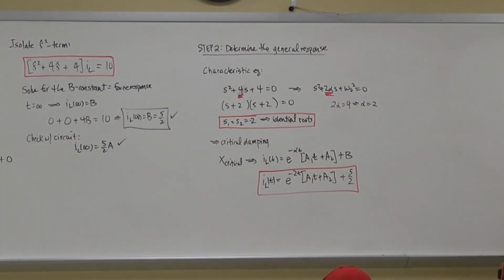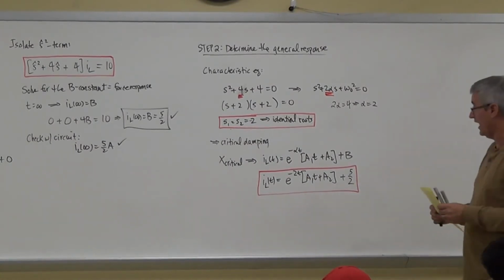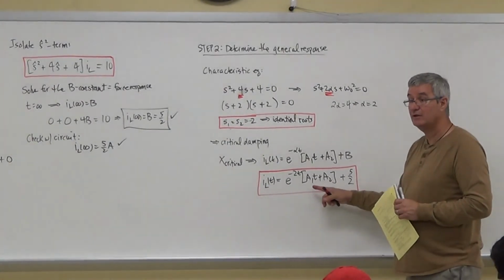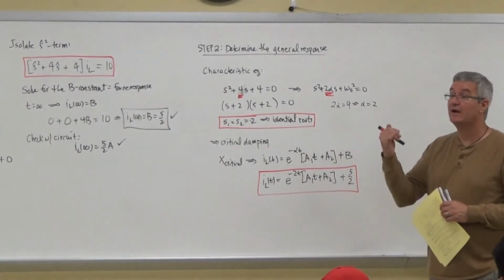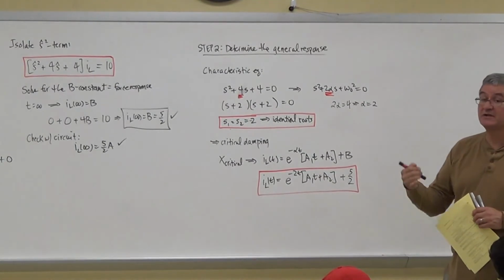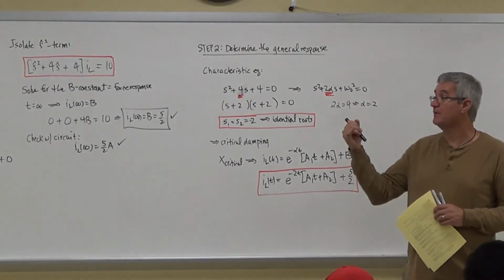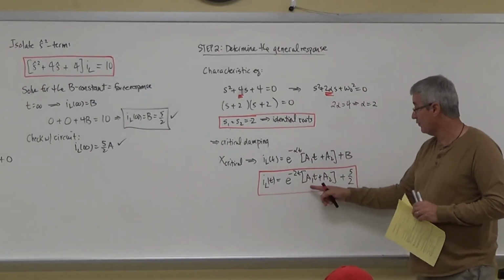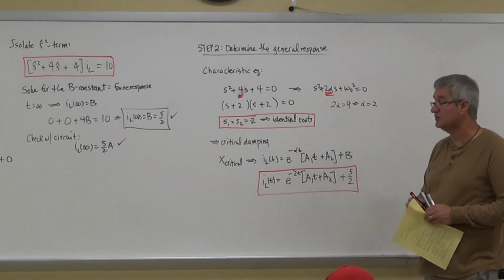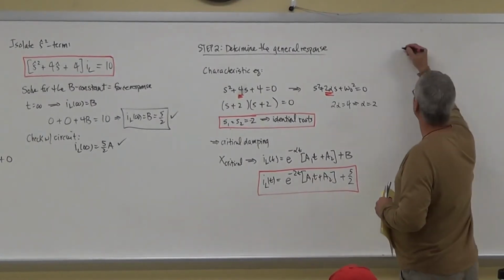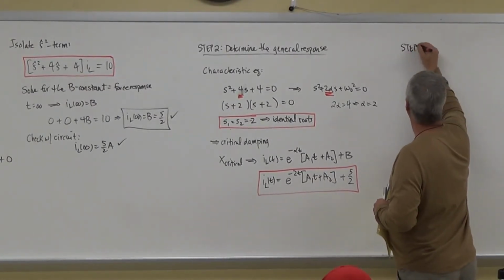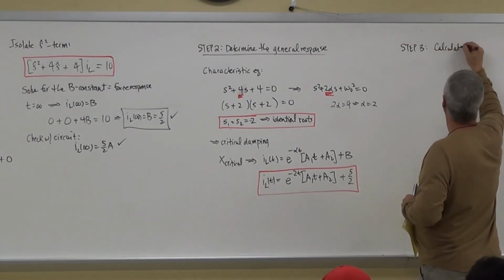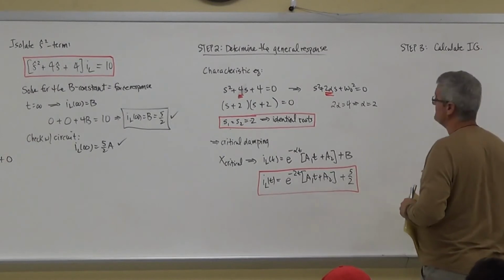So now, the question is this. Let's go calculate A1 and A2. How do I calculate A1 and A2? I've got to calculate the initial conditions. From the initial conditions, I plug them into this expression and apply them, forcing A1 and A2 to match those conditions here. So here we go. Now we're at step 3. Now we're going to calculate initial conditions.